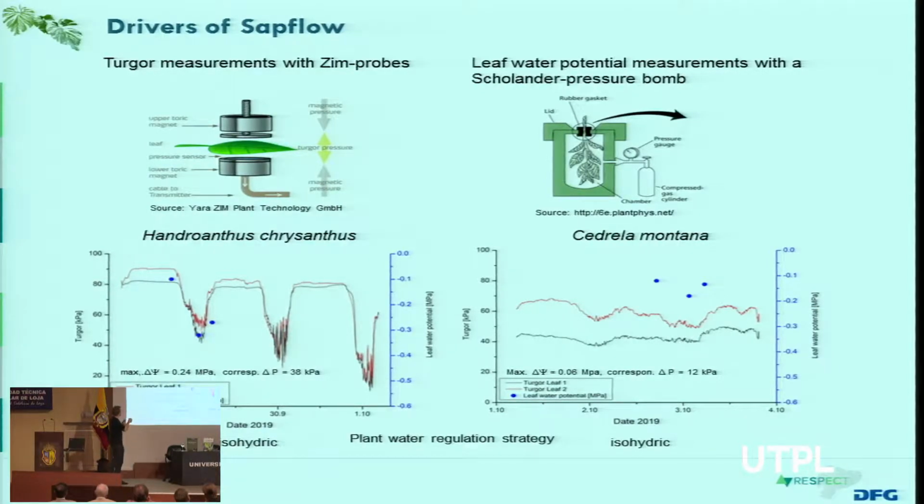Here you can see Handroanthus chrysanthus. That's, by the way, the new name of Tabebuia chrysantha, which Jörg was talking about earlier. And here you can see Centrolobium montanum.